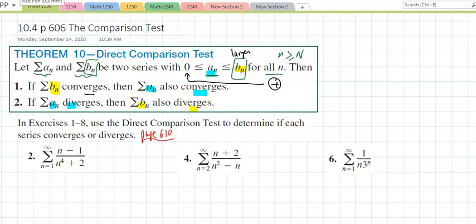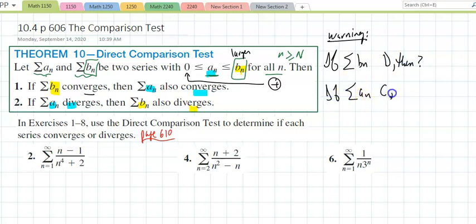So two useful cases and two useless cases, which are, if the smaller converges, that doesn't tell you anything about the bigger, and if the bigger diverges, that doesn't tell you anything about the smaller. So if this is a warning, if the series of b sub n, which is larger, diverges, then nothing. And if the smaller converges, then also no conclusion. And this is how it works.